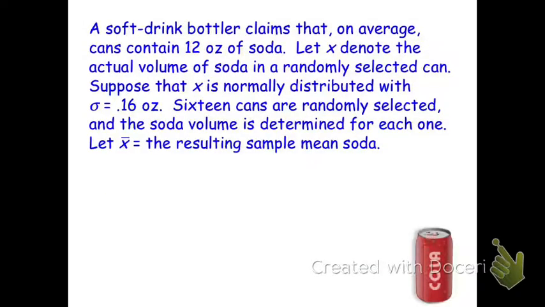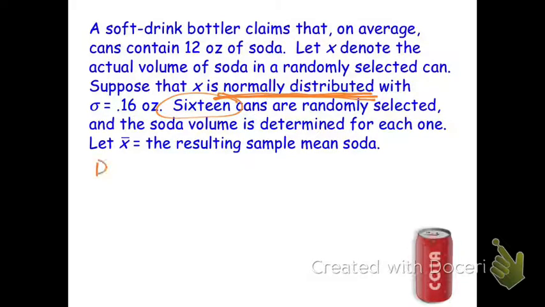Here we have an example. A soft drink bottler claims that on average cans contain 12 ounces of soda. Suppose that X is normally distributed. So this is which one? The population, not the CLT. It's given to us because it says 16 cans are randomly selected. My sample size isn't big enough, but it's given that the population is normal, so I'm okay. And it wants me to describe the sampling distribution of X bar.